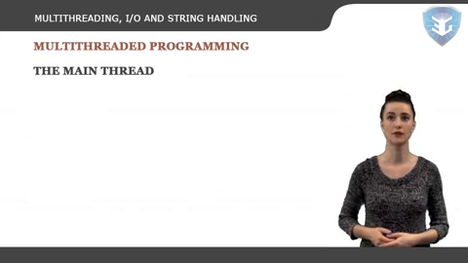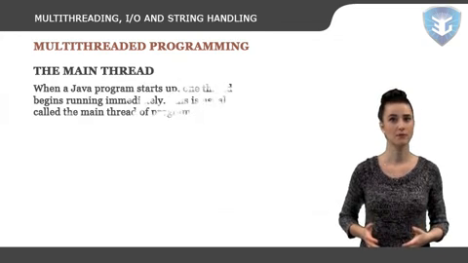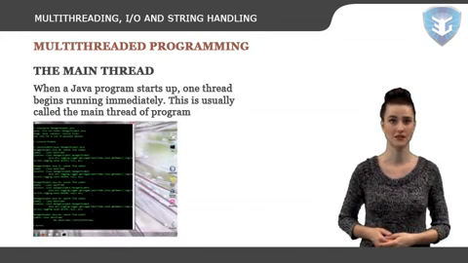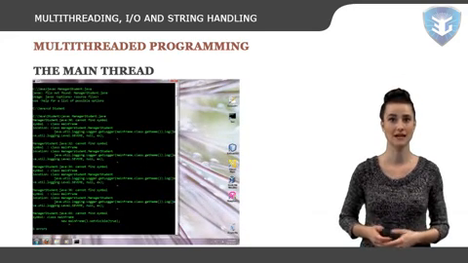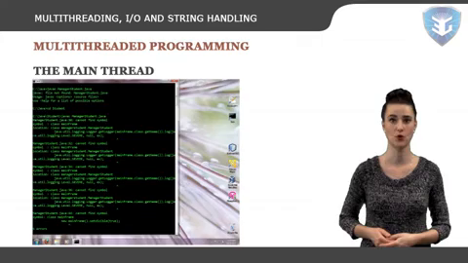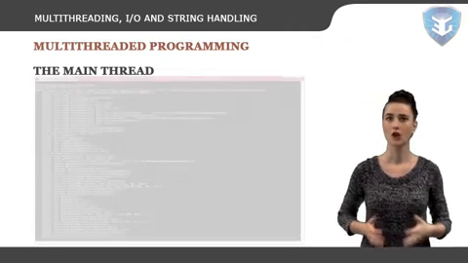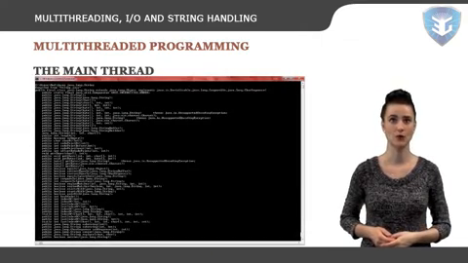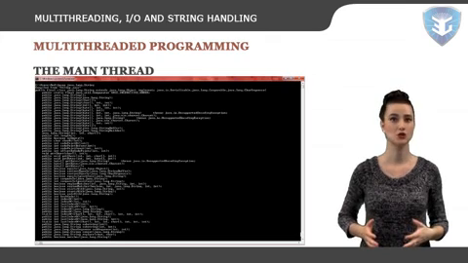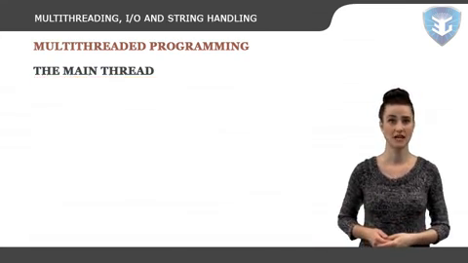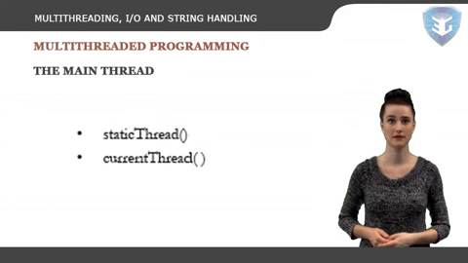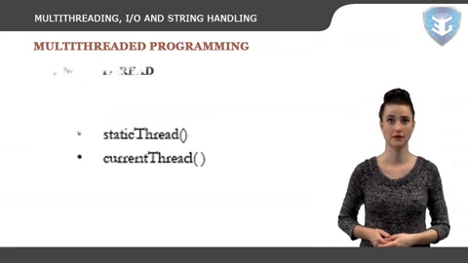Let's now take a look at the main thread. When a Java program starts up, one thread begins running immediately. This is usually called the main thread of the program because it is the one that is executed when the program begins. Although the main thread is created automatically when the program is started, it can be controlled through a thread object. To do so, one must obtain a reference to it by calling the method currentThread, which is a public static member of Thread. Its general form is as shown here.